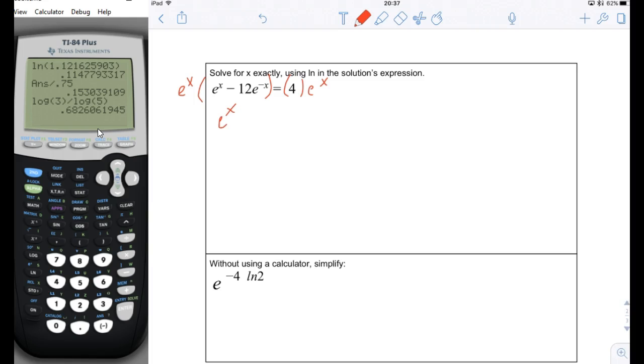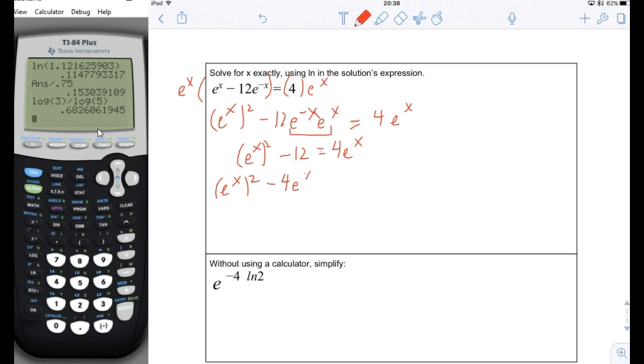So e to the x squared minus 12 e to the negative x times e to the x equals 4 e to the x. And look here, if I multiply e to the negative x times e to the x, I add the exponents, I get e to the 0, which is 1, so this middle term becomes negative 12. Okay, and then I'm going to subtract everything to the left side so that I have 0 on the right side so that I can factor. So I'm going to have e to the x squared minus 4e to the x minus 12 equals 0.